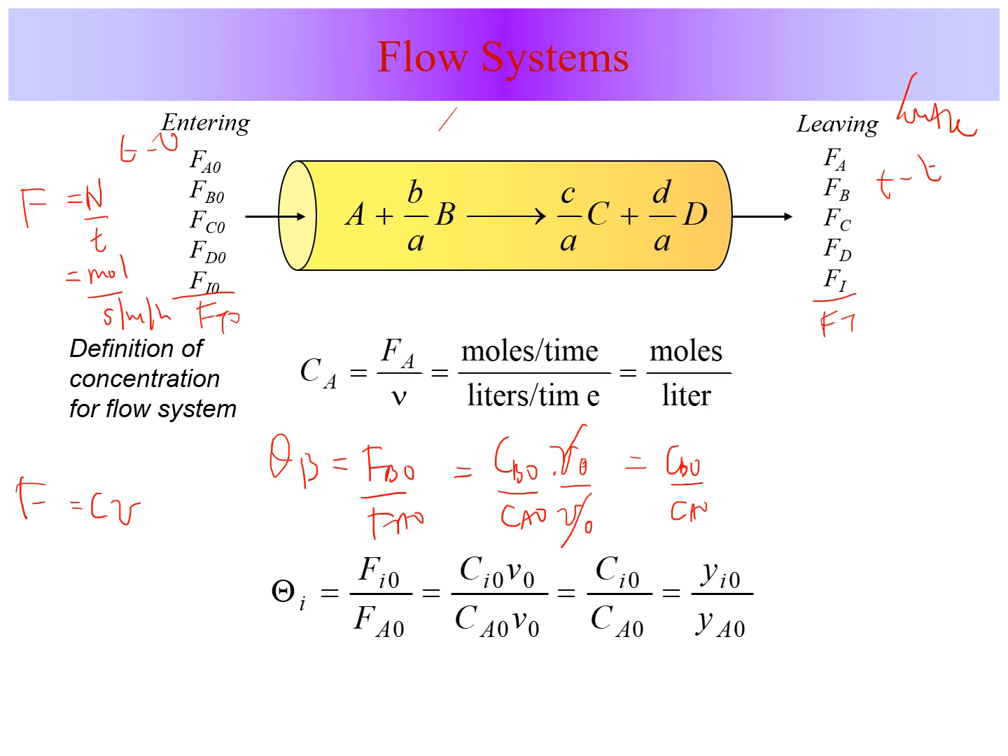To make it easy to remember, Fi is equal to Ci times V, and for Fi naught it is equal to Ci naught times V naught.